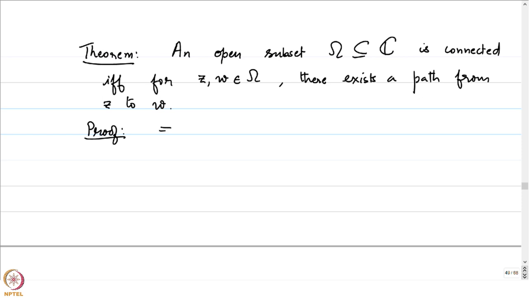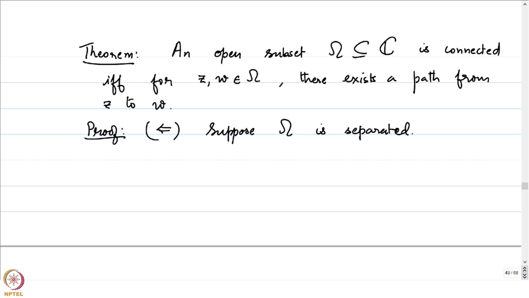Let's prove this direction first. If there exists a path between any two points, let's prove that omega is connected. Again, the proof will go by contradiction like in the previous two cases. Suppose omega is not connected, is separated.